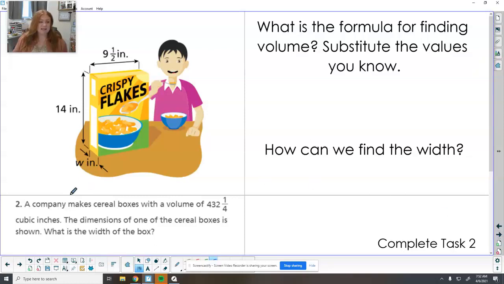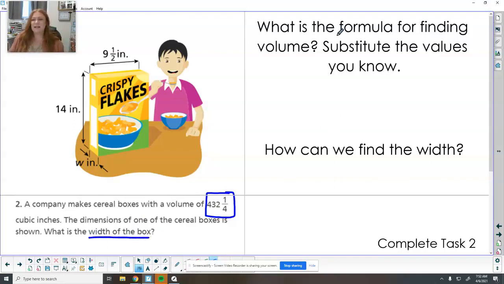So task 2 tells us that a company makes cereal boxes that have a volume of 432 and a fourth cubic inches. So we know the volume of this whole box. So you could fit 432 cubes that are an inch in dimension inside that box. The dimensions of the cereal box are shown. What is the width of the box?